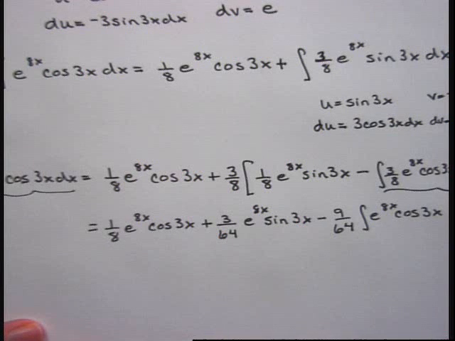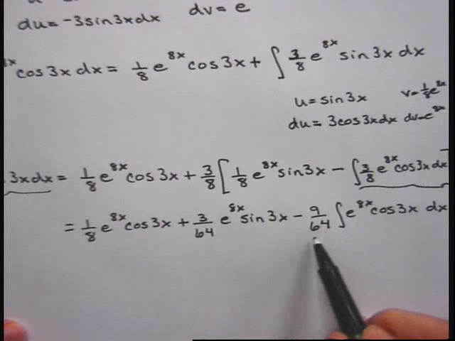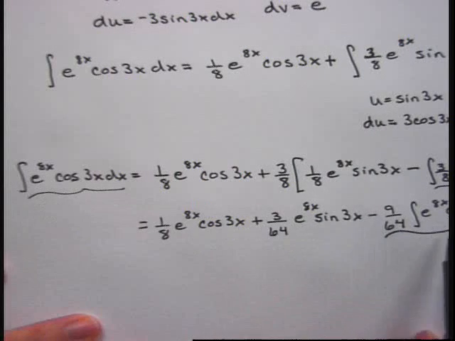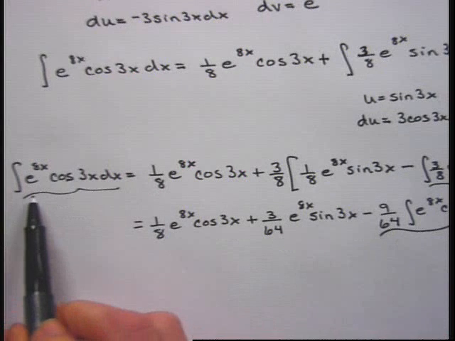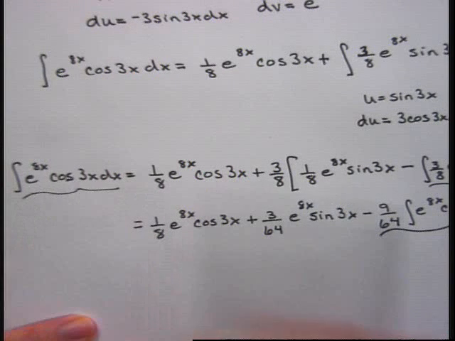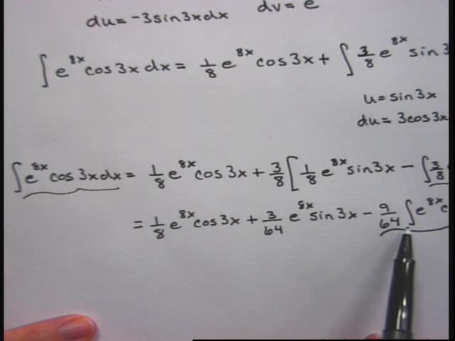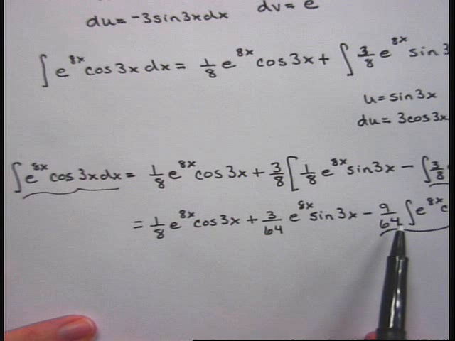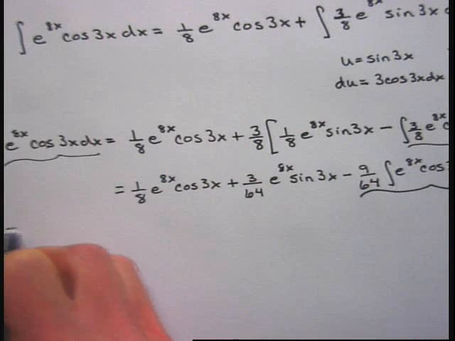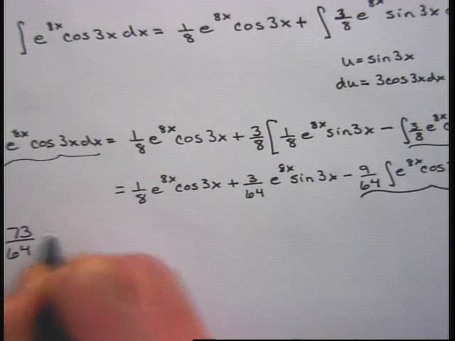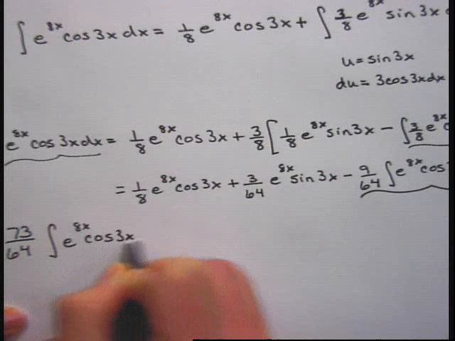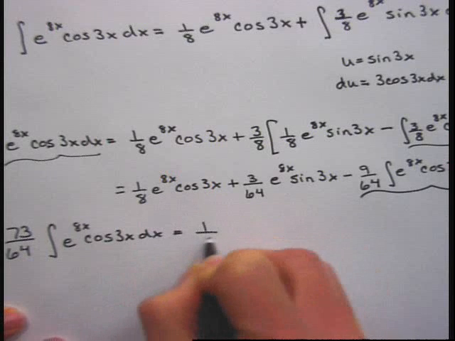And so what you have to recognize is that right here, you have negative 9/64 of that right here. So you're going to move this over to this side. And this is a whole one, and you're going to add 9/64 to it. So you're going to have 64/64 plus 9/64, which is 73/64. Does that sound right? 73/64 of this thing is equal to this thing.